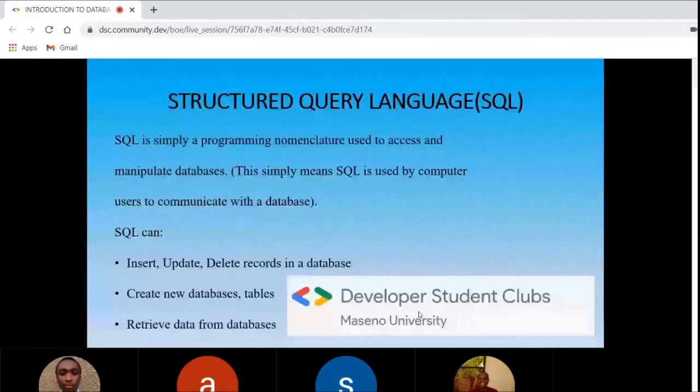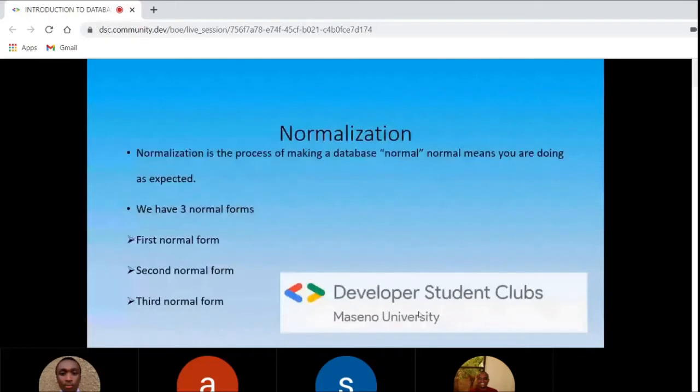When we talk about database design, the most technical, if not confusing, part is normalization. Things called the normal forms. As I have simply put it here, normalization is the process of making a database normal. And I've written there, normal means you are doing as expected.